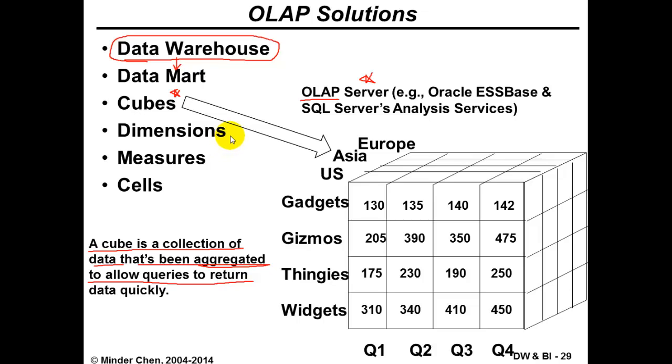So a cube contains multiple dimensions. For instance, the territory dimension, the product dimension, and the time dimension. And within the cube, from various dimensions, we have cells. The cells usually contain measures, which allow us to measure performance. So conceptually and visually, a cube is multidimensional. Sometimes we refer to it as a hypercube, which can have more than two or three dimensions.